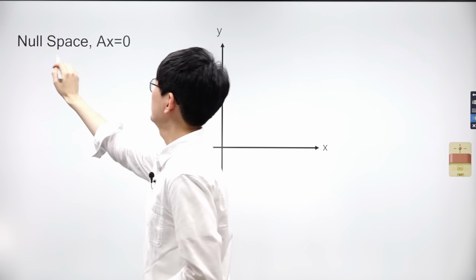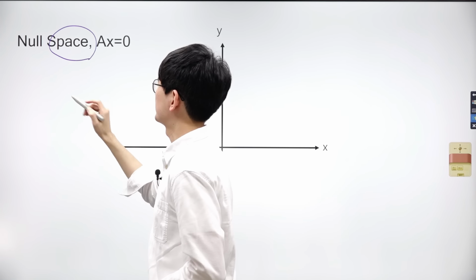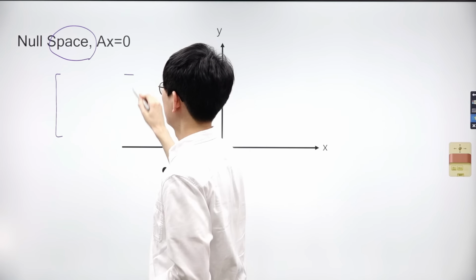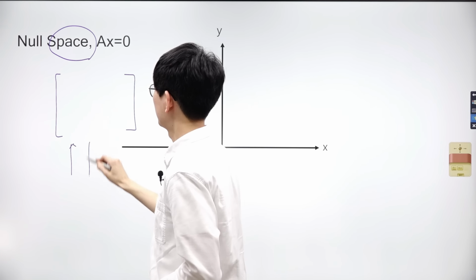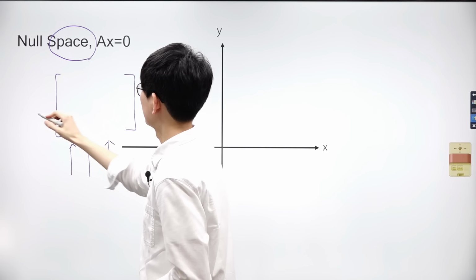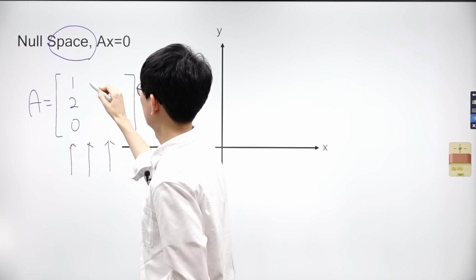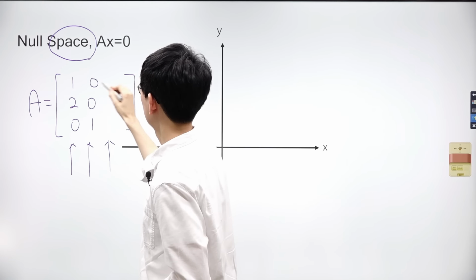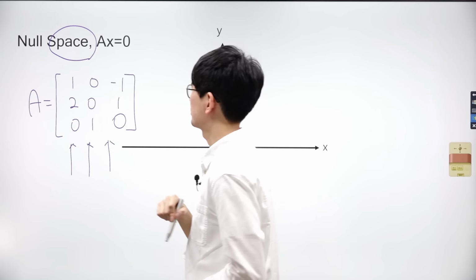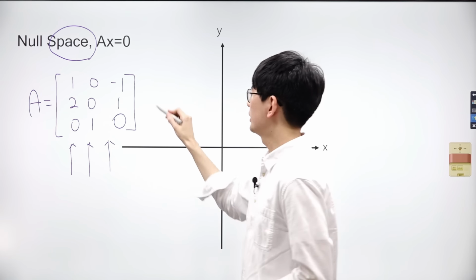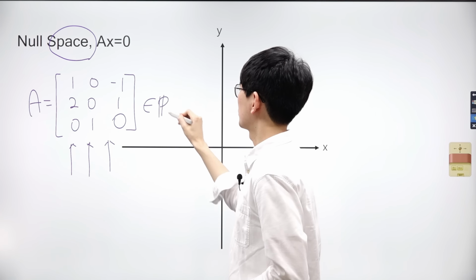Let's suppose we have a matrix or a collection of vectors denoted as A. There are 3 vectors inside the matrix, and the vectors inside the matrix are 1, 2, 0, 0, 0, 1, and -1, 1, and 0. Matrix A is a 3 by 3 matrix.